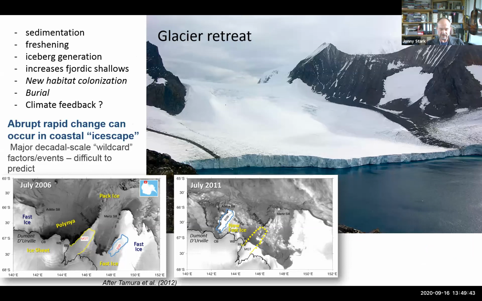And glacial retreat is a phenomenon which is restricted to coastal regions, and it causes a variety of environmental changes, including sedimentation, freshening, generating more icebergs, and increasing fjord-type habitats. And nearly 90% of the glaciers on the West Antarctic Peninsula are now in retreat, and the rate of retreat is actually increasing. So this has impacts on coastal biodiversity.